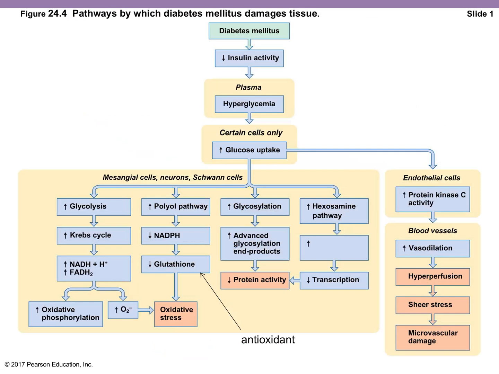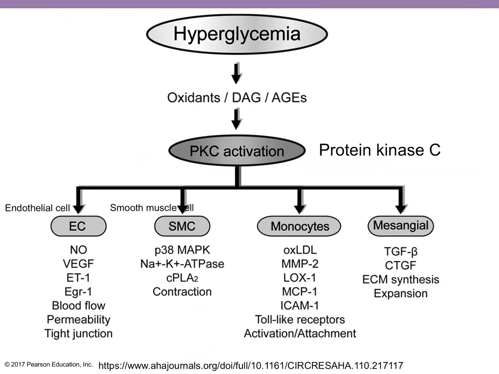So this is everything together. But I didn't talk about protein kinase C yet, so let's talk about protein kinase C. Those reactive oxygen species I was just talking about, they activate a kinase. Remember what kinases are? Kinases phosphorylate other molecules, and they activate other molecules. So there's one protein kinase called protein kinase C. So here we go with hyperglycemia. We have oxidants, we have AGEs, we have reactive oxygen species. They're going to activate protein kinase C.